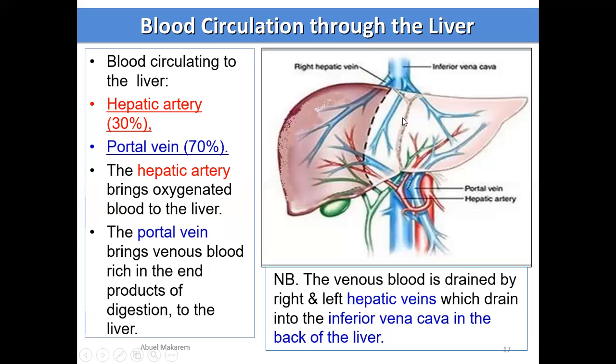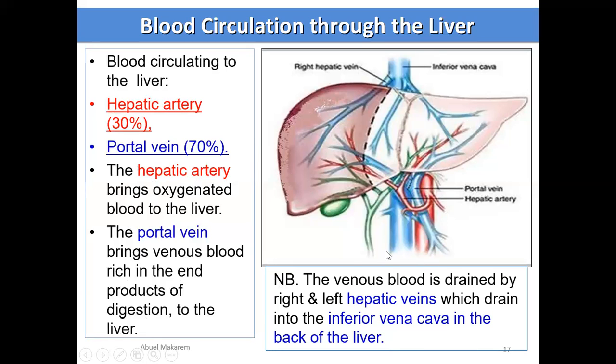So the liver is the main site of the metabolism of carbohydrates, proteins, and fats. That's why all the venous blood rich in the end products of digestion is brought to the liver. That's why it is supplied by the portal vein, which brings almost 70% of the blood to the liver. And the function of the hepatic artery is to bring the oxygenated blood to the liver so that its cells can get nourished with oxygen.